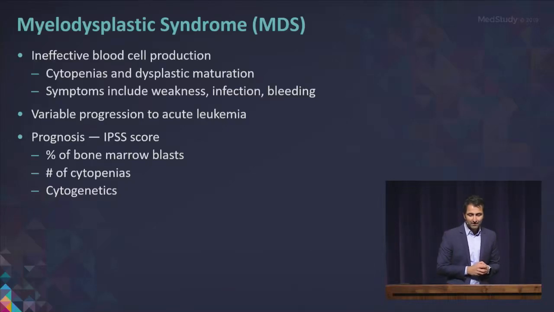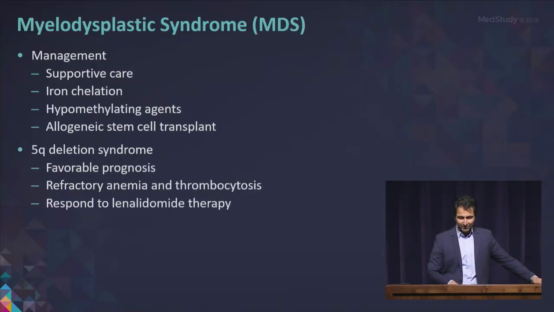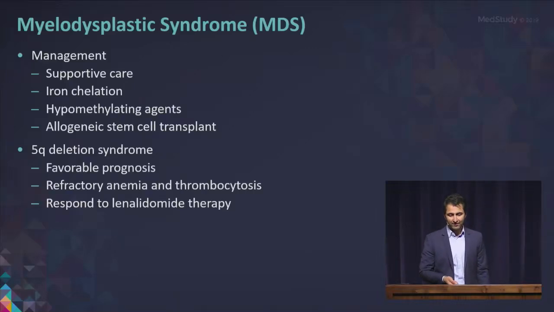A lot of cells in your bone marrow, but they're just not effectively being matured and sent out to do their job. And with myelodysplastic syndrome, the management is primarily supportive, but we do have some chemotherapy drugs that prolong survival now, these hypomethylating agents. Young patients can get transplanted.